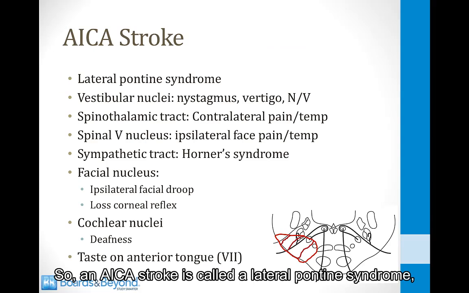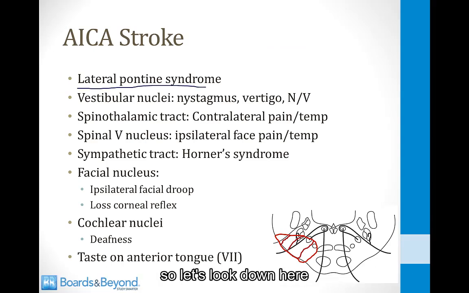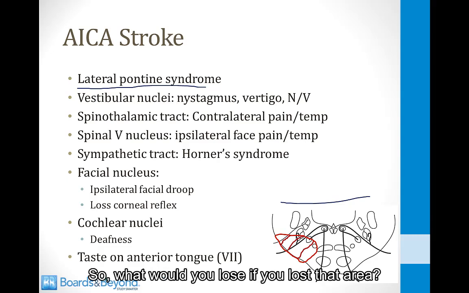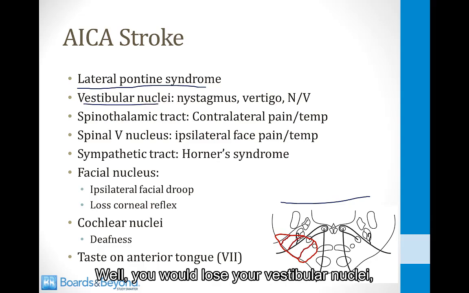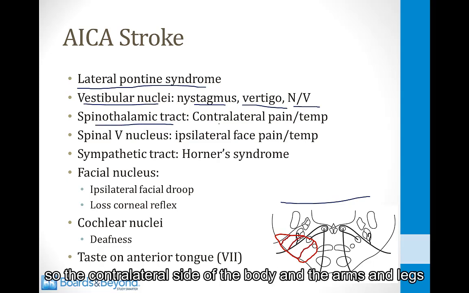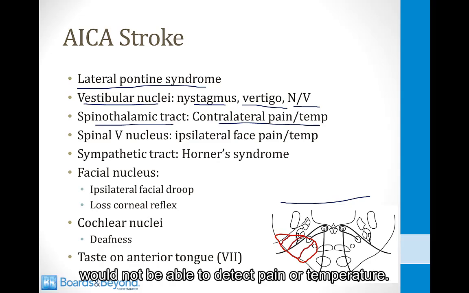So an AICA stroke is called a lateral pontine syndrome. So let's look down here on this picture of the right of the pons. And in red, I've shown the area that could be damaged by an AICA stroke. So what would you lose if you lost that area? Well, you would lose your vestibular nuclei, so patients would have nystagmus and vertigo and nausea and vomiting. You'd lose the spinothalamic tract, so the contralateral side of the body and the arms and legs would not be able to detect pain or temperature.